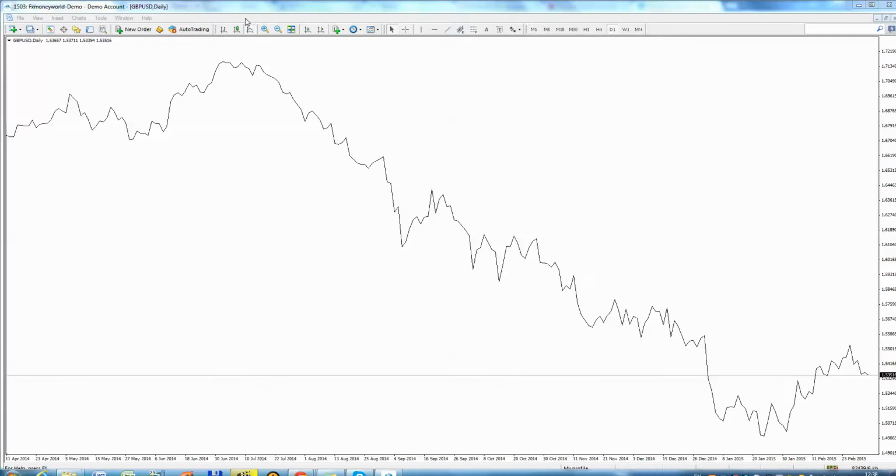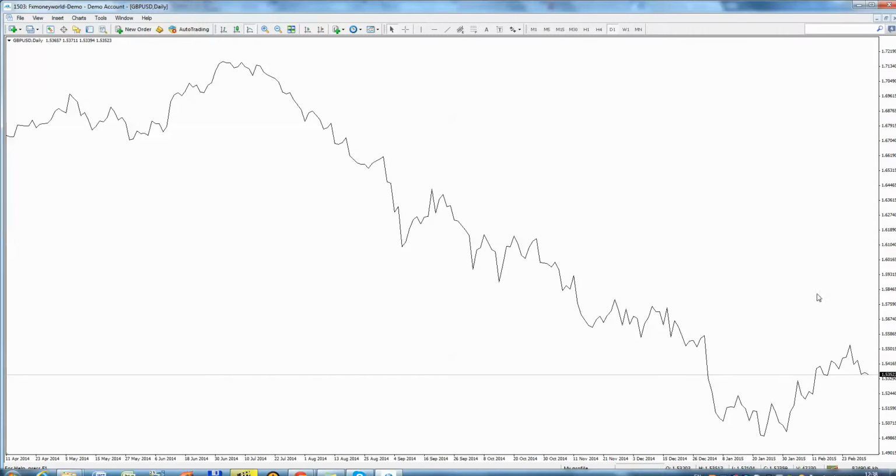Okay, here we have three types of charts. They are a line chart, candlesticks, and a bar chart. So let's talk about each of them in more detail. So the first one is called a line chart. What do we need it for?